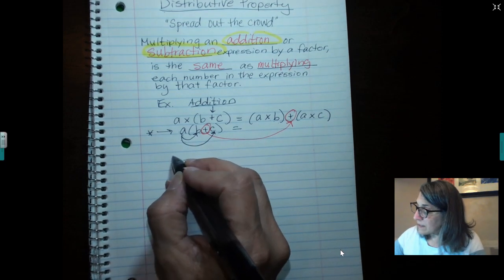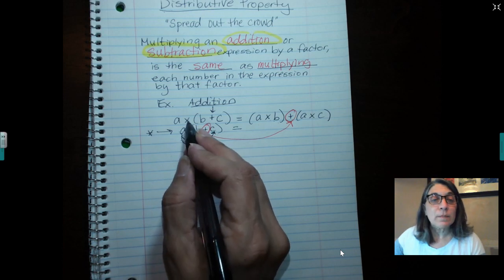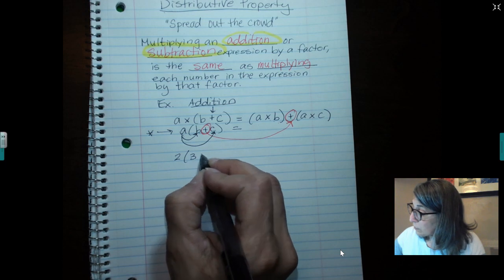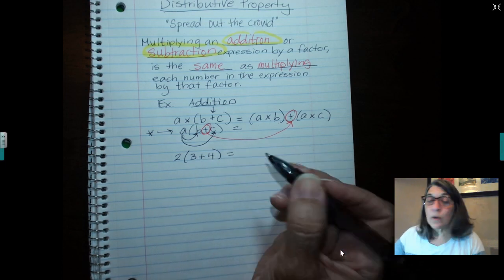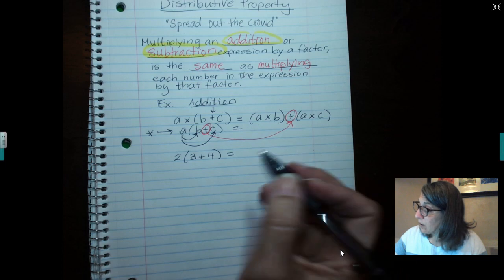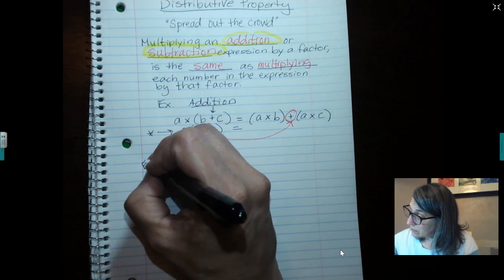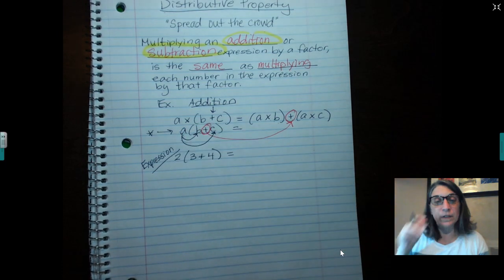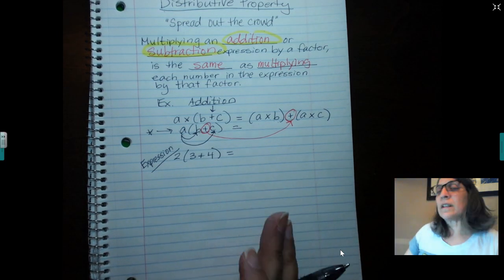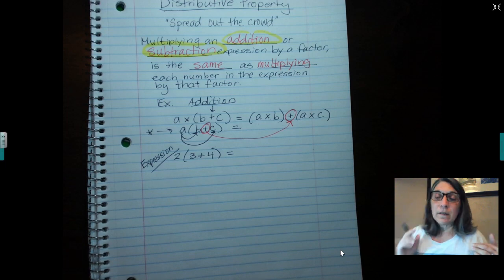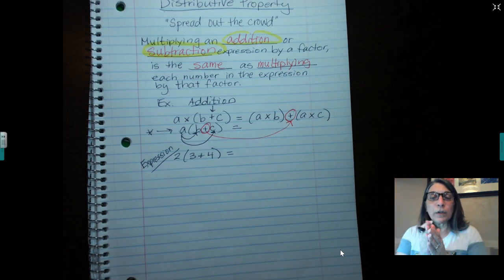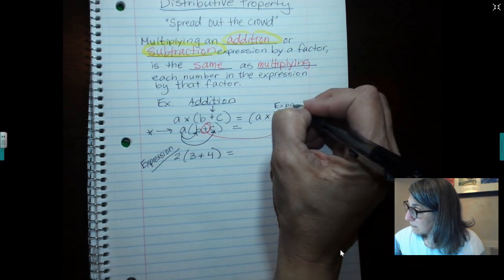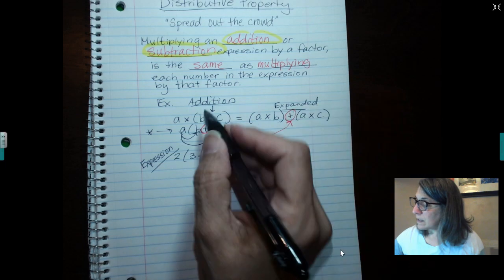So what if I decide to use some numbers? And I'm not going to use this multiplication sign. I'm just going to write it like this: 2(3 plus 4). This is what we call the expression. It is important that you jot down these differences. This is in expression form. But remember we've learned expanded form is where we expand it out. This over here is expanded, and this is an expression.